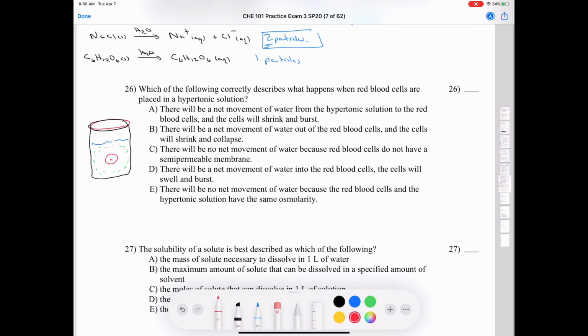What's going to happen is that the water that's in the red blood cell is going to leave that red blood cell and it's going to go into the hypertonic solution like this. So ultimately what's going to happen is it's going to force that red blood cell to shrink. So it says here in B, there's going to be a net movement of water out of the red blood cells, causing the red blood cells to shrink and collapse. And we have a fancy name for that, which is crenation.